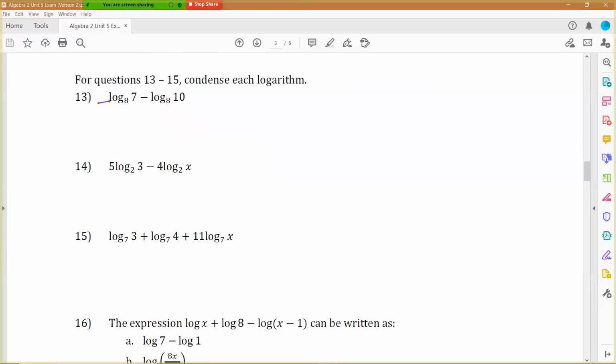In this case, 13 doesn't have any power properties to deal with, so you're just going to condense using the quotient property. So subtraction looks like a fraction bar. First log goes on top, second log goes on bottom. Just like that, final answer. There's really nothing else that you could write. Worth 2 points though.